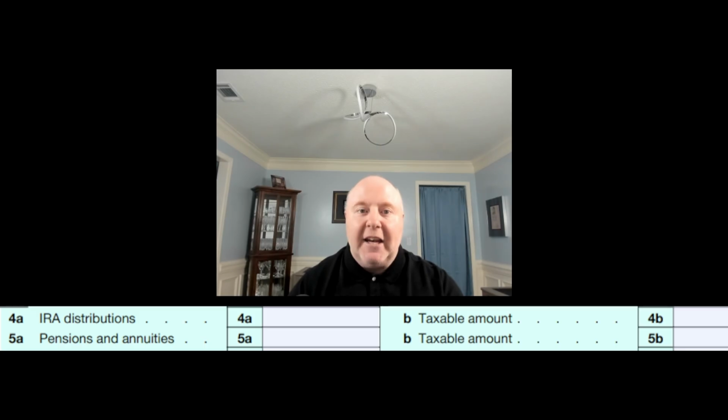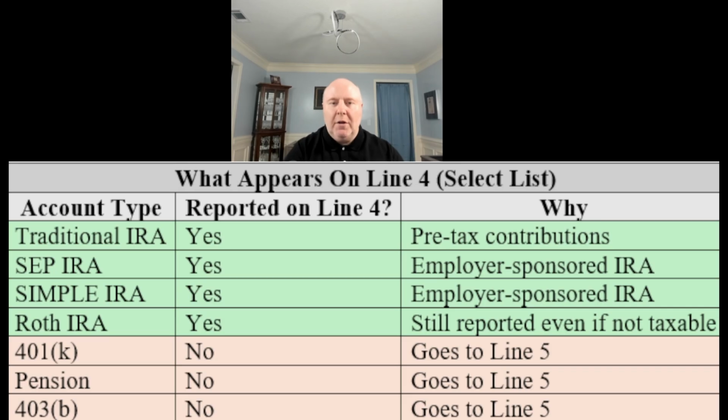Now let's go ahead and continue to move on so we can take a look at some of the other information that's included. All right, so when we looked at that little snippet on the 1040 of lines 4 and 5, let's take a look to see what's going in each one of them. So when we're looking at line number 4, we're using the green. That's what's going to appear. So that's going to be your traditional IRA, your SEP, your SIMPLE, and your Roth IRA. All of those are going to appear. Now, whether it's all going to appear in line 4A, some of it may appear in line 4B, depending on whether it's taxed, but it all does appear in line 4A.